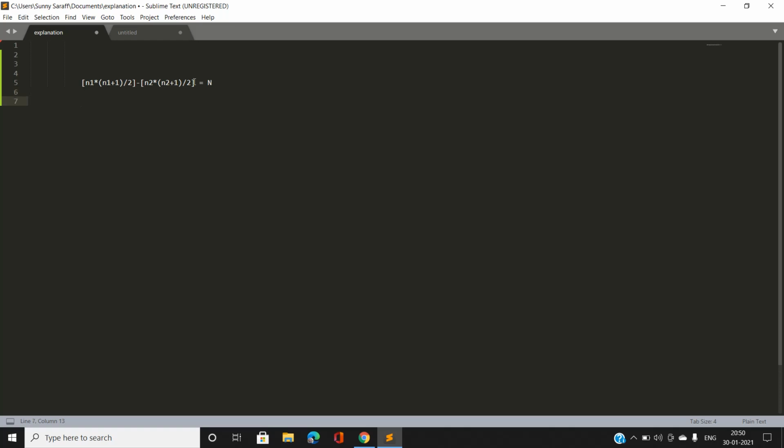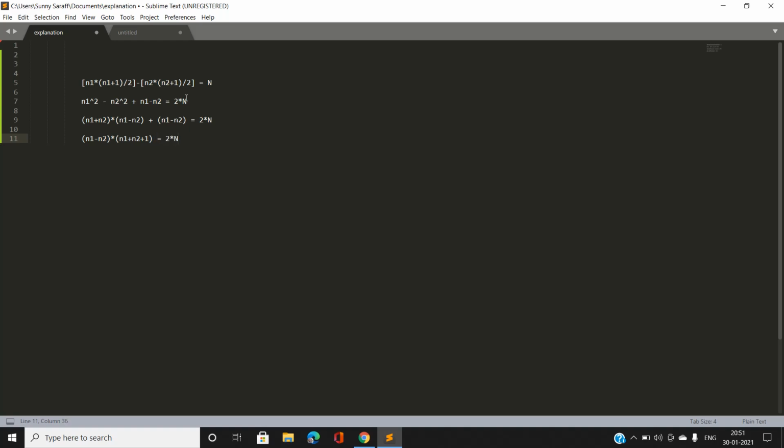When we solve these two equations, we get n1 square minus n2 square, plus n1 minus n2, which must be equal to 2 into capital N. When you take common factors, you get n1 plus n2 into n1 minus n2, plus n1 minus n2, equal to 2 into capital N. Taking n1 minus n2 as common, you get n1 minus n2 times n1 plus n2 plus 1, which must be equal to 2 into capital N.